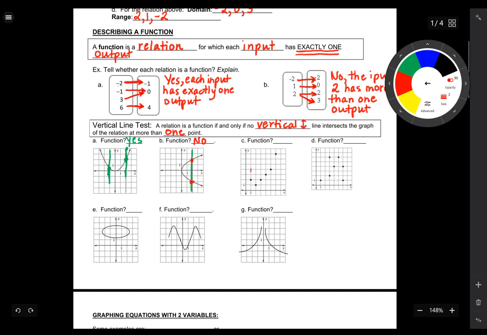Next one, I can draw a vertical line. For these solo points, you want to draw a vertical line through every point. And notice it only crosses the point once. So yes, it is a function.